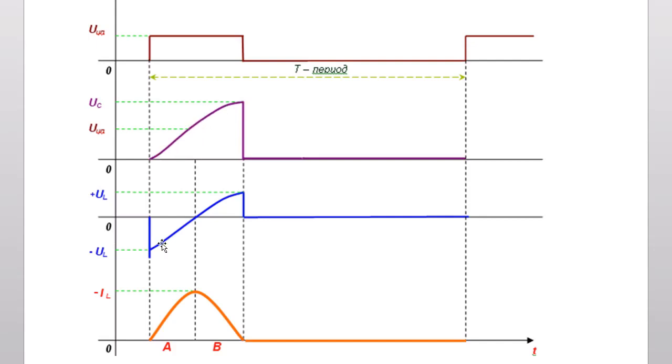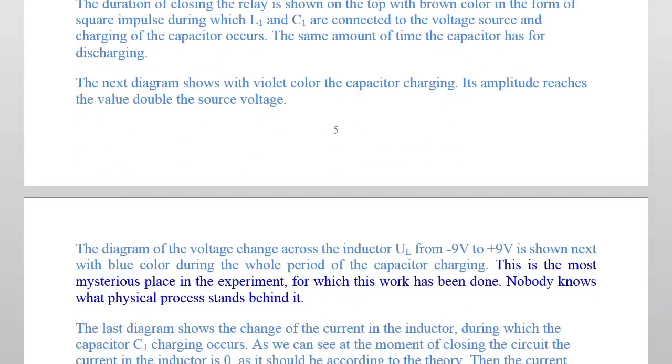Next, in blue color, is the voltage across the inductor. You can see that at the moment of closing it's negative, then it crosses 0 and becomes positive. The last one is the current in the circuit. So, the description.